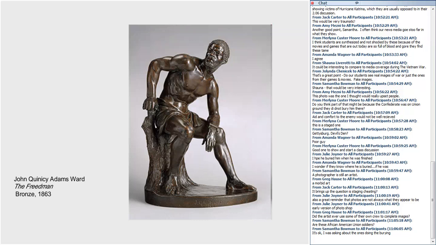Are there any questions about this piece? Because it's a complex piece, actually. It seems simple, but it's a complex piece. Any questions about this?